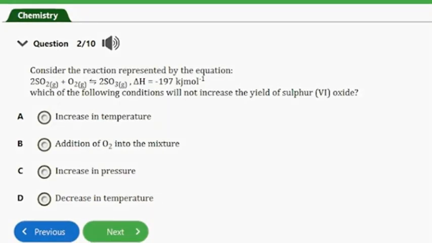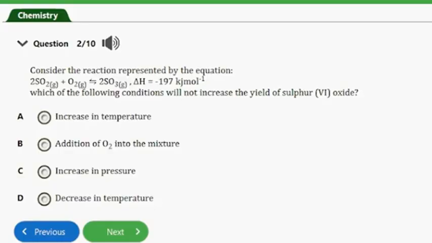Question number 2. It says, consider the reaction represented by the equation 2SO2 gas plus O2 gas to yield 2SO3 gas, delta H being negative 197 kilojoule per mole. So which of the following conditions will not increase the yield of sulfur 6 oxide?